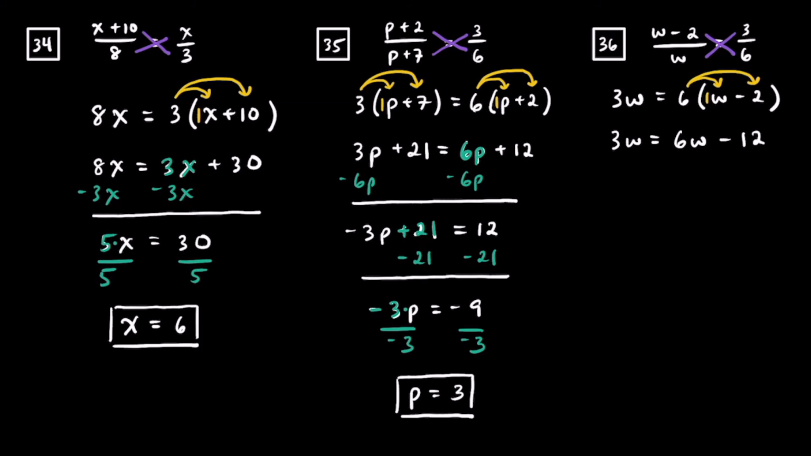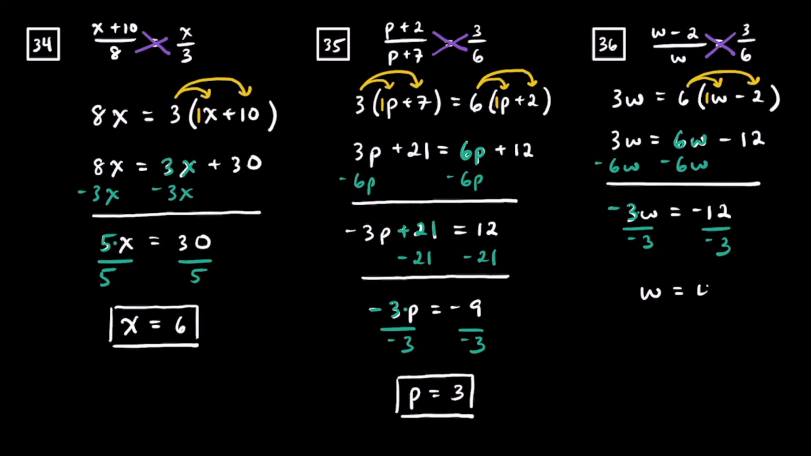So here we have a two-step equation with variables on both sides. Let's take this 6w and move it to the left side to combine it with the 3w that's already there. 3 minus 6 is equal to negative 3, so we have negative 3w is equal to negative 12. And to get this w alone, let's take this negative 3 and divide it on both sides. So we get positive 1w, or w, and that's going to equal positive 4.